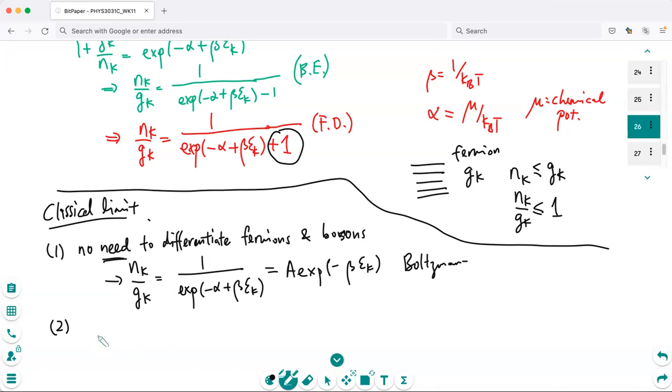Now, in the classical limit, what do we know? What we know is this: the number of particles is much smaller than the number of energy states. So I will have this, right? And be careful. This is not the same as this. If you think they are the same, you need to fix your eyesight. They are different. This is a dilute limit.